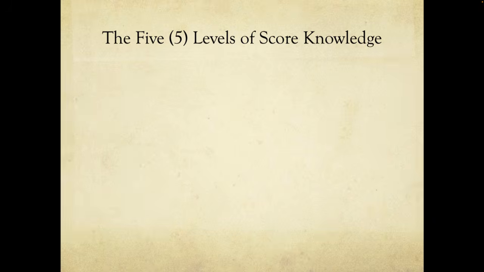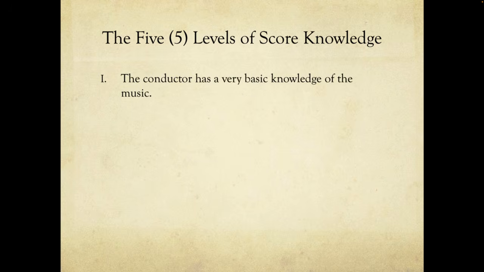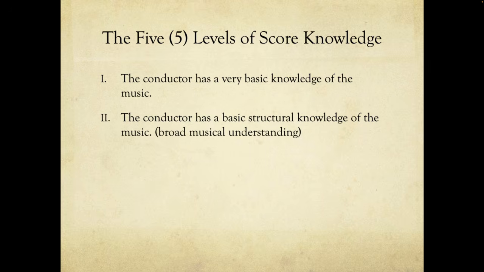Score knowledge has 5 levels, and we are always going to start obviously at level 1, which is just a very basic knowledge of the music. This is the very first time you get the music. This might be a read-through, right? The second level is that basic structural knowledge of the music. This is where you start to have more of a broad understanding of the score, but you're still at a minimal level, having gone through more than maybe a read-through.